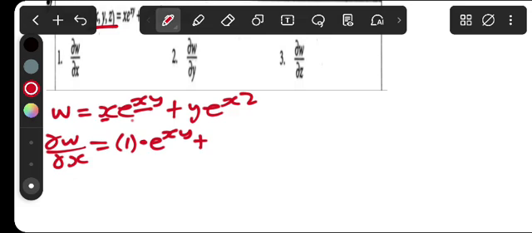Now we don't differentiate the first one. I come to this side, I don't differentiate x. Then I differentiate the second one. If I differentiate the second one, this will be x multiplied by y e^(xy). Right, with that we have applied the product rule here.